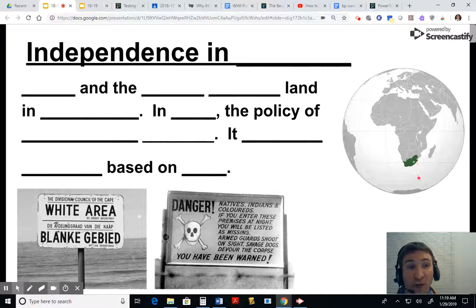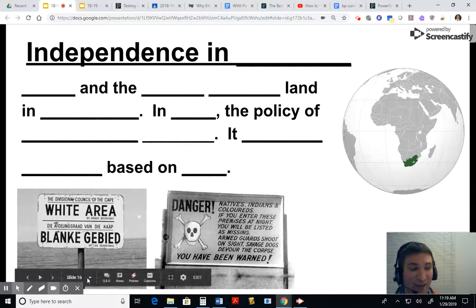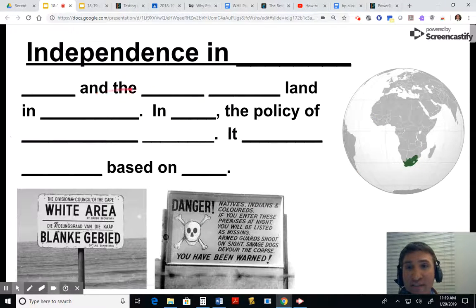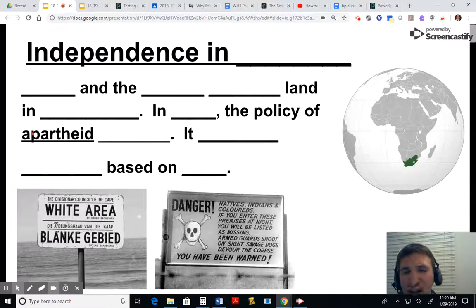Now we go further south from Kenya to South Africa. Britain and the Netherlands colonized land in South Africa. In 1948, the policy of apartheid began. And that's how you spell apartheid. What was it? It separated citizens based on race.